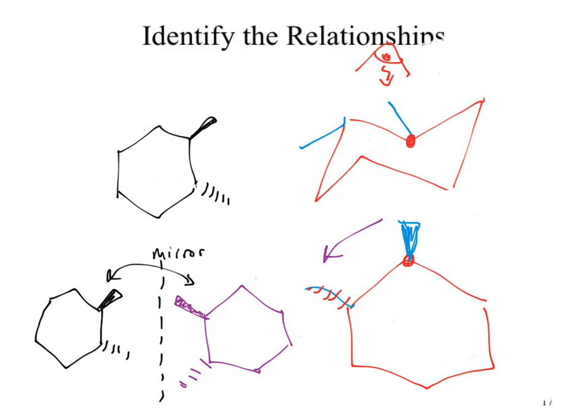What is the relationship between those two? Identical. Can I superimpose these two? I cannot superimpose. So they are non-superimposable, and they are mirror images, which means enantiomers.